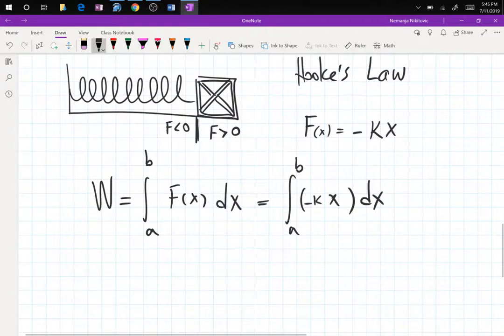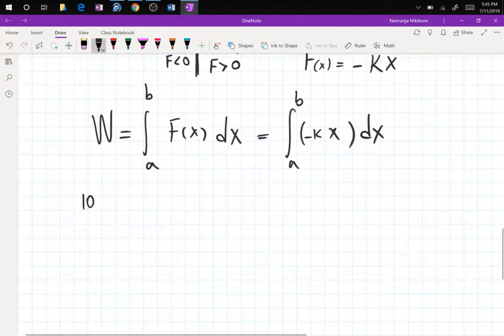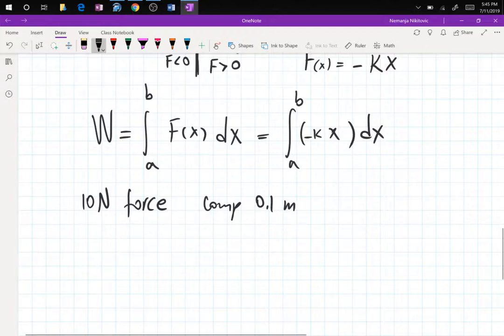All right, so let's take a look at the problem. It says compressing a spring. Suppose that a force of 10 newtons is required to stretch a spring 0.1 meter. Well, if you have a 10 newton force, and the compression was 0.1 meter, you can put that into the Hooke's Law equation and calculate that 10 is equal to negative k times 0.1, from where you get that your k is equal to 100.